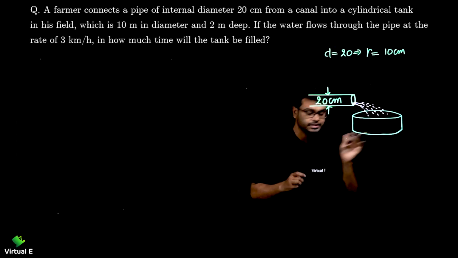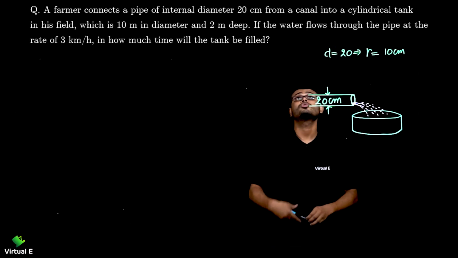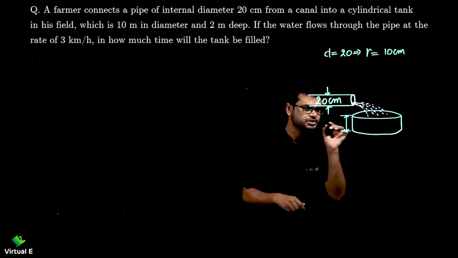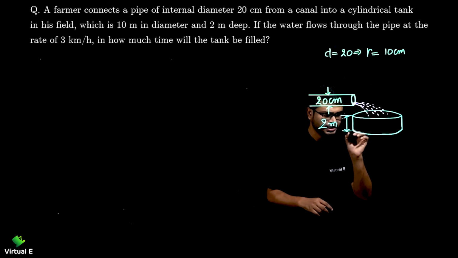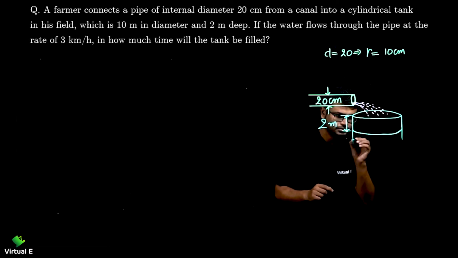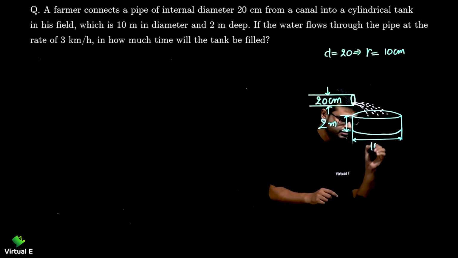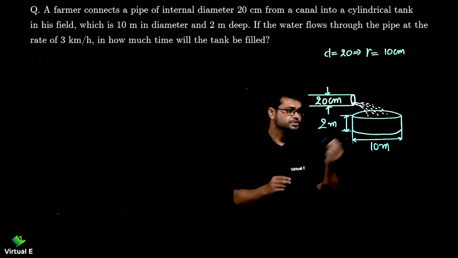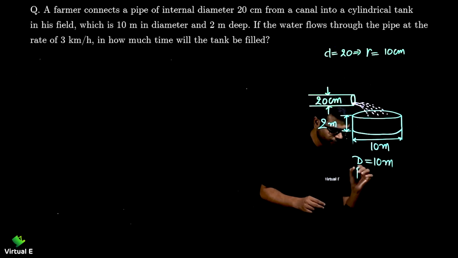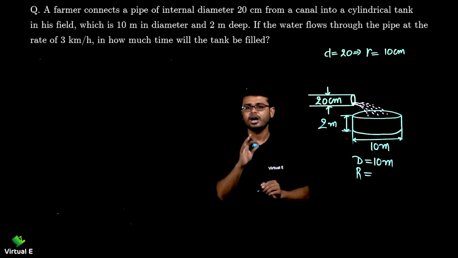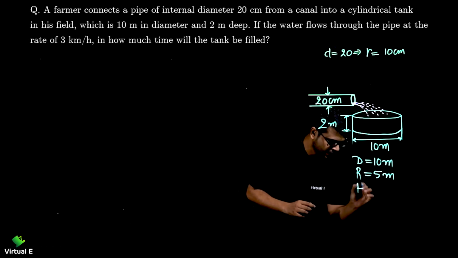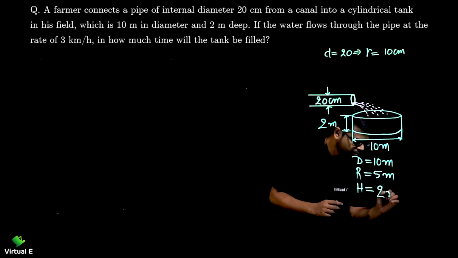Into a cylindrical tank in her field, which is 10 meter in diameter and 2 meter deep. Deep means it will be the height of it. So this is 2 meter. Let's verify it is diameter, 10 meter in diameter, good. Let's write for this cylinder as well. Capital D is equal to 10 meter, and the value of capital R will be half of it, 10 divided by 2, 5 meter. Done. And the height is also given. Capital H is 2 meter.